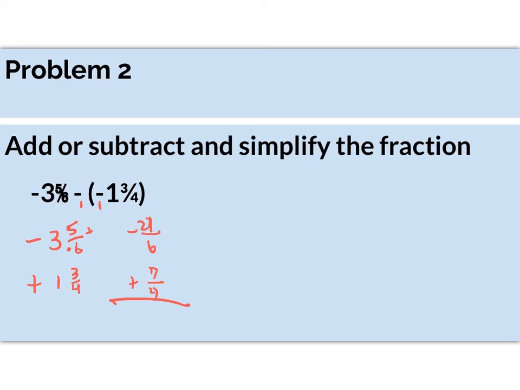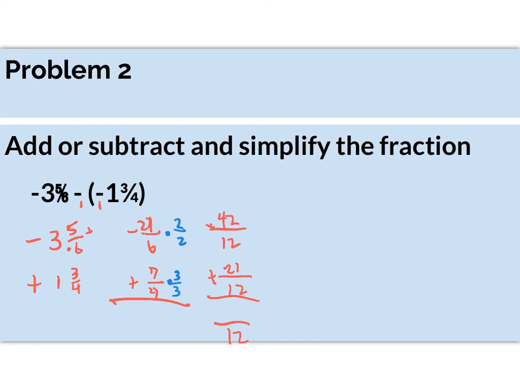6, 12, 12. 4 goes into 12 3 times. So I can change these. The lowest common multiple is 12. So we have to multiply this one by 2 and this one by 3. 21 times 2 is negative 42. 6 times 2 is 12. 7 times 3 is 21. And 4 times 3 is 12. The bottom stays the same when adding and subtracting fractions.